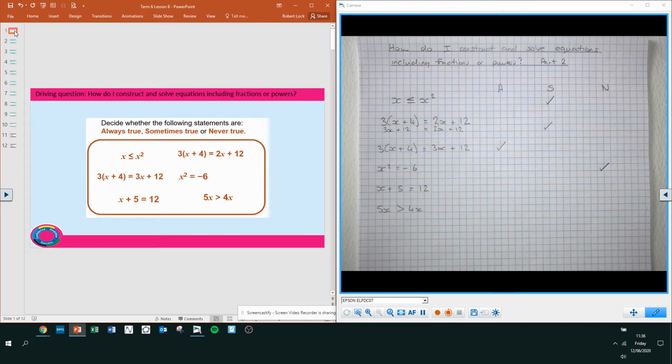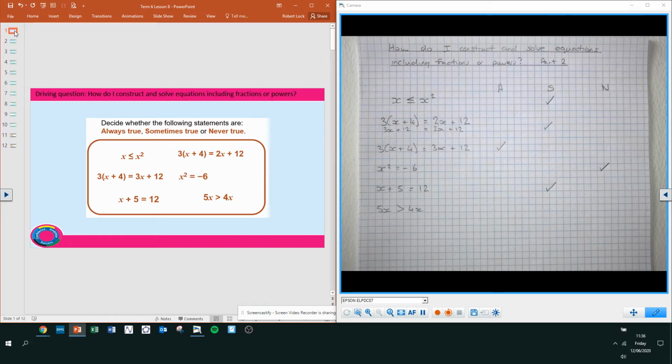x plus 5 equals 12. Well, it's not always true, because 1 plus 5 equals 6. It's not never true, because 7 plus 5 equals 12, so it can only be sometimes true, when x is 7.